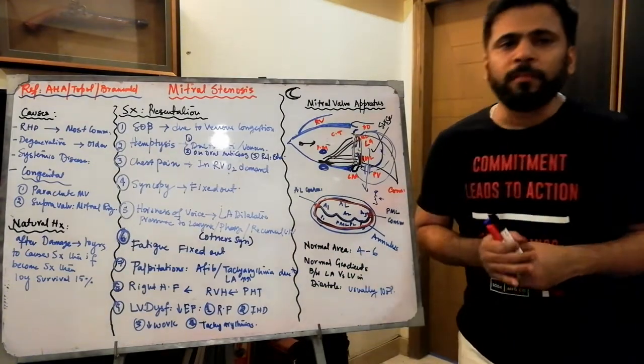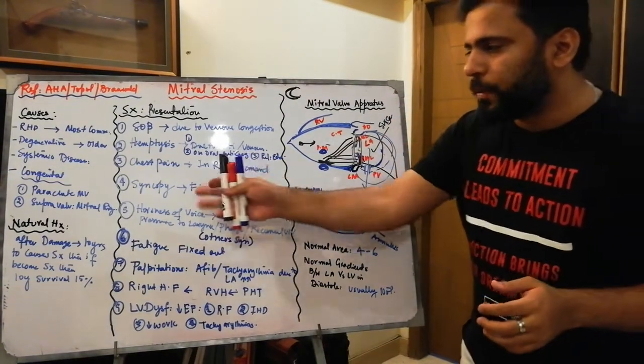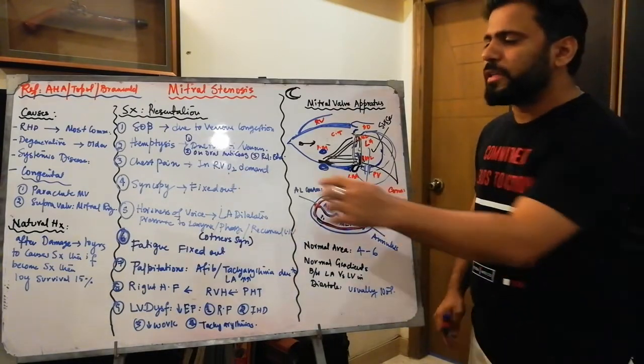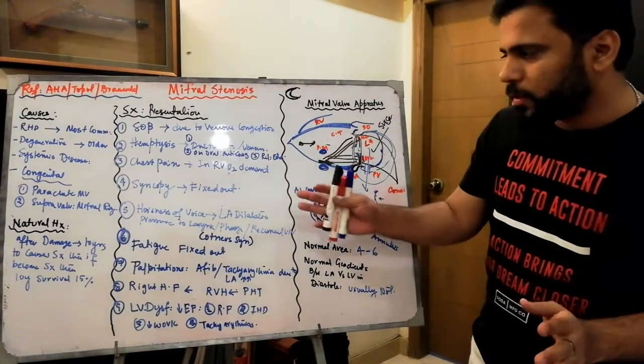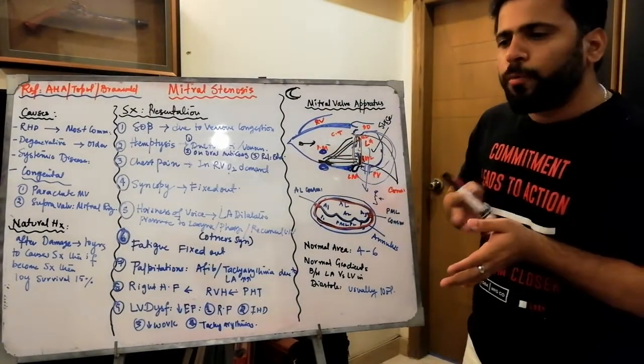And why syncope? Most of the time patients with mitral valve disease present with syncope. There are a few more causes. Number 1 is the fixed output, obviously, because the output is fixed and is not increasing.